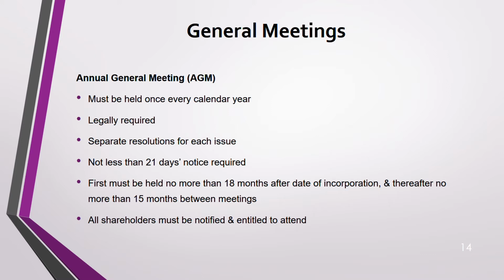Don't memorize by heart. All shareholders must be notified and entitled to attend. Remember, everyone should be given the notification, and they are entitled to attend. If for some reason they cannot attend, they can tell someone to go on behalf of them. That is called a proxy. They can have a proxy vote. That person can also vote on behalf of you. It is known as proxy voting.